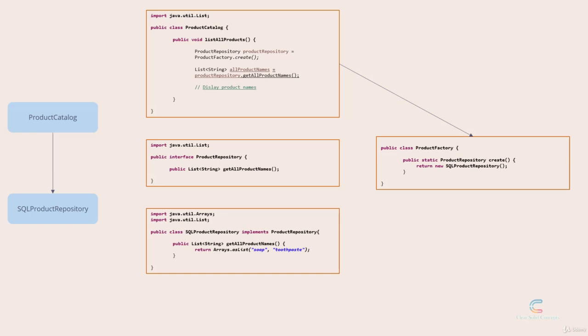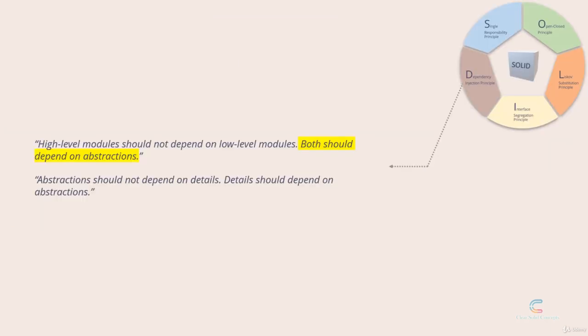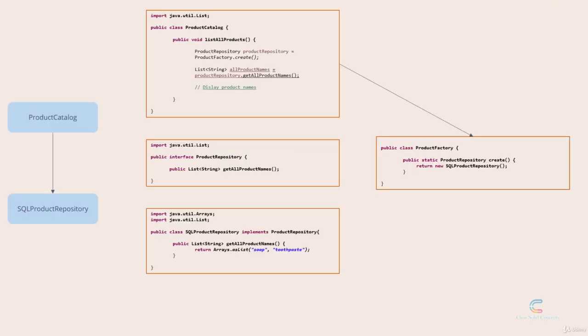Let's go back to our definition now. Both should depend on abstractions. Let's see how the dependency looks like now in the code after our restructuring. So product catalog, which is our high-level module, depends on product repository, which is an abstraction. So let's draw an arrow here. Next, SQL product repository, which is our low-level module, depends on product repository again because it implements it. So let's draw another arrow here.